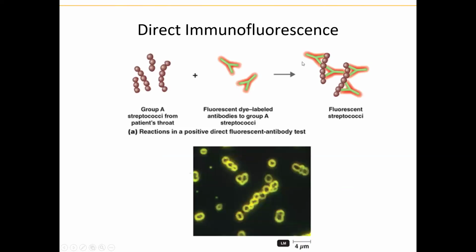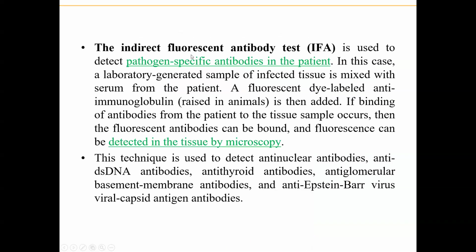immunofluorescence. So direct immunofluorescence, group A for example, those are known as strep. Then fluorescent dye-labeled antibodies to group A bind, and they mount and emit fluorescence. Indirect immunofluorescence is used to detect pathogen-specific antibodies in the patient. We can use antigen detection as well, but more often we do it for antibody detection.